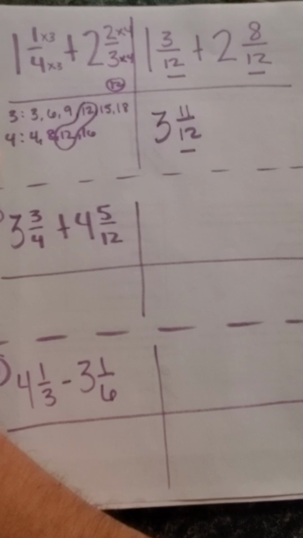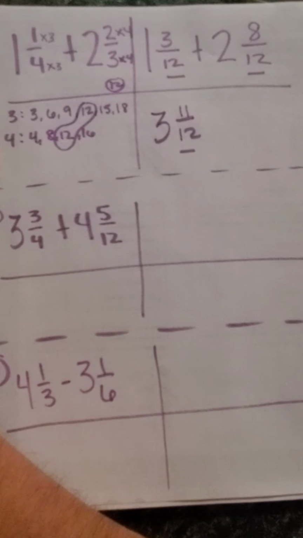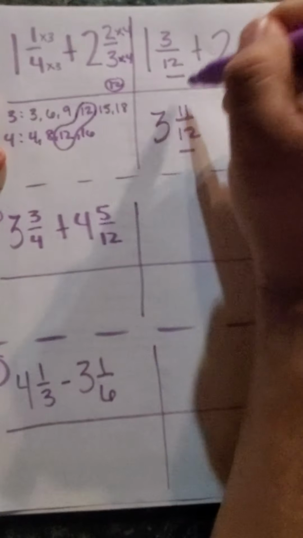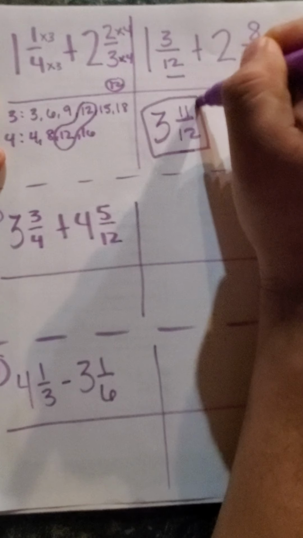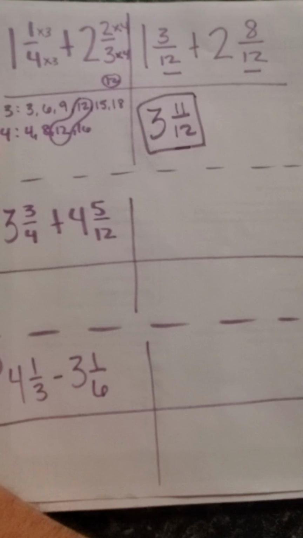Now, is this simplified? Yes, it is. How come? Because that numerator 11 is a prime number. It only has 2 factors, 1 and 11, so it cannot go any smaller. And 11 can't go into 12. So your answer for number 1 is 3 and 11 twelfths.